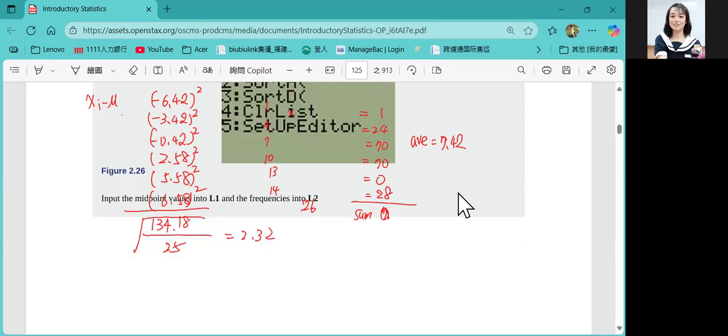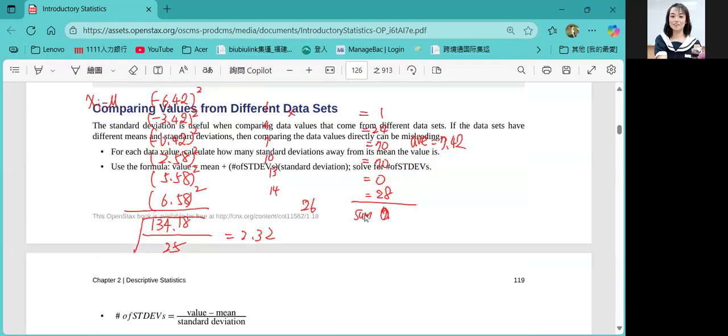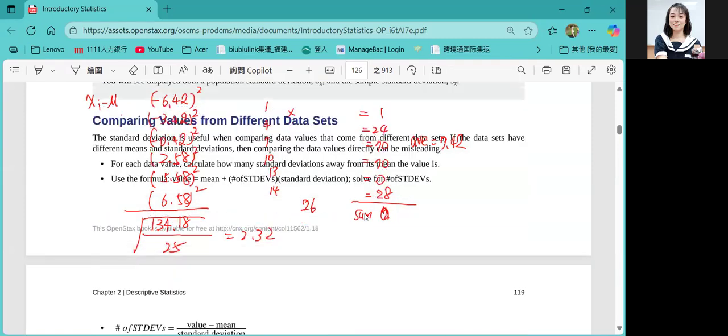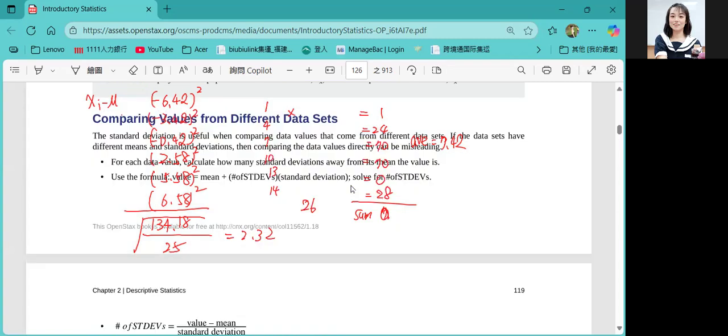Okay, let's see the answer. The standard deviation. Average 7.557. What happened?